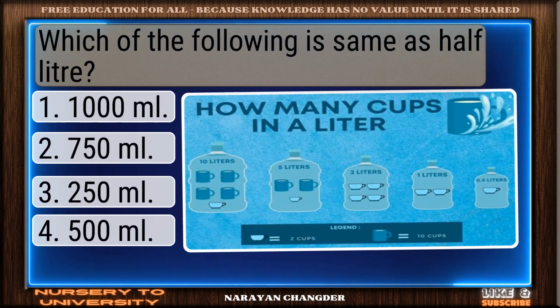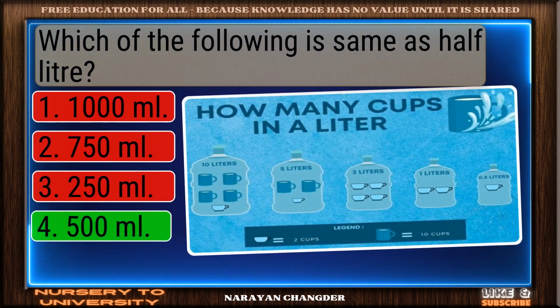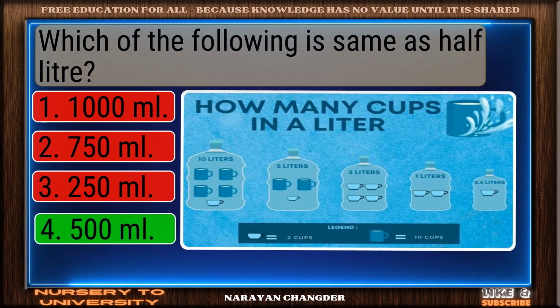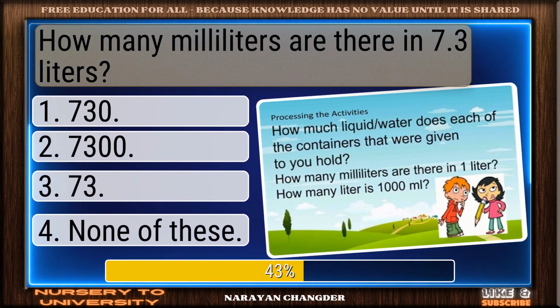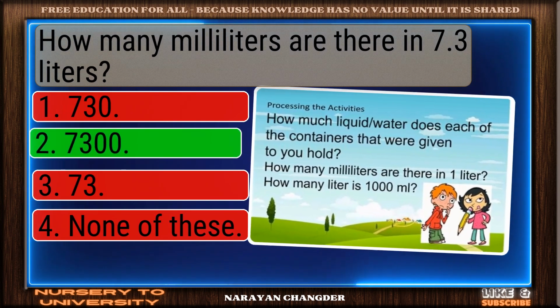Which of the following is same as half liter? Well reasoned. 500 ml is the correct choice. How many milliliters are there in 7.3 liters? Right again, 7300 is a valid answer.